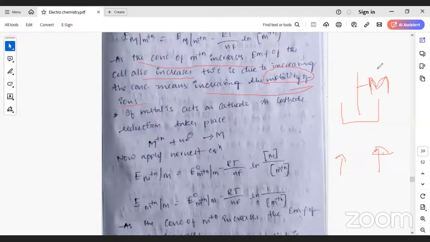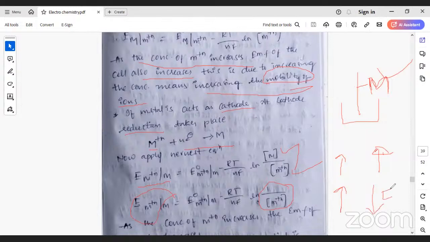For example, this metal rod acts as cathode. At cathode reduction takes place. M^n+ is converted to M. At that time, E cell equals E naught cell minus RT/nF ln of product M over reactant M^n+, that is 1 by M^n+. So this E cell is inversely proportional to the M^n+ concentration. That means as the M^n+ concentration increases, the EMF decreases.